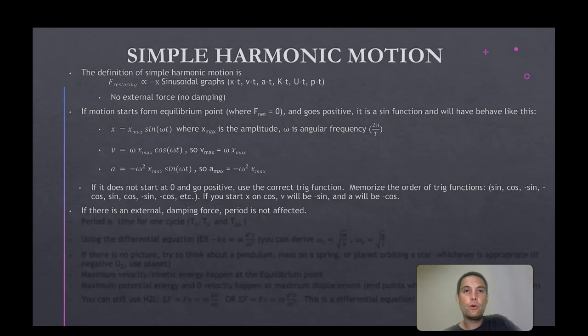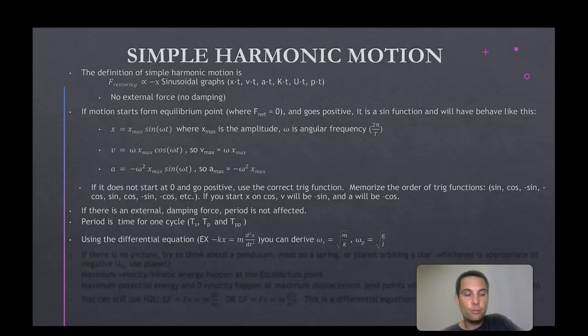If there's an external or damping force, period will not be affected. Period is the time for one cycle. You might have period for a spring, period for a pendulum, or period for physical pendula. Using the differential equation, you can derive the differential equation shown there. You can derive angular frequency for a spring, square root of k over m, and angular frequency for a pendulum, square root of g over l.